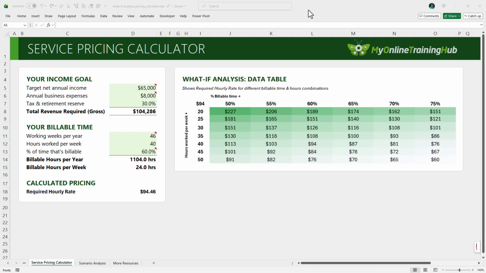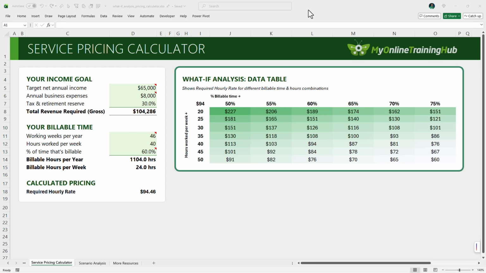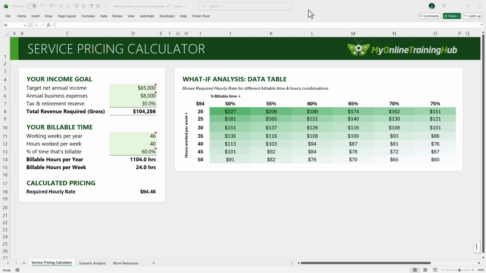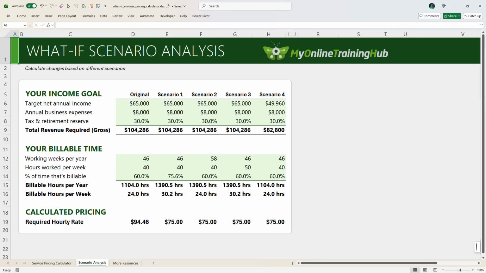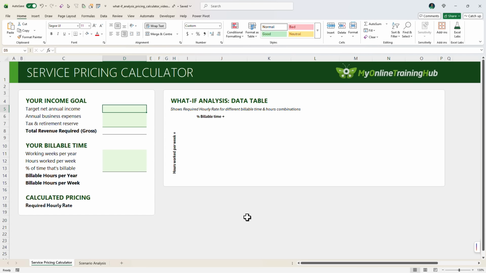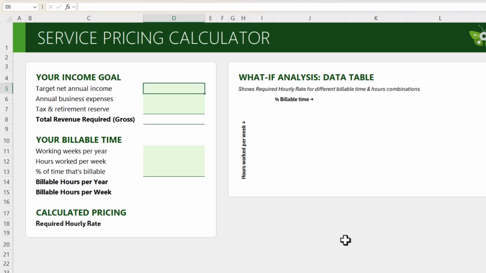I'll start by showing you the finished model so you can see what we're aiming for. The green cells are inputs you can change to calculate the required hourly rate to meet your desired income goal based on your billable time. The what-if analysis data table gives you a reference grid of the hourly rate you need to charge to meet your goals, depending on hours worked per week and percentage of billable time. On the scenario analysis sheet, we're going to use the Goal Seek tool to reverse engineer calculations based on different constraints. Let's plug in some numbers, starting with the target net annual income.